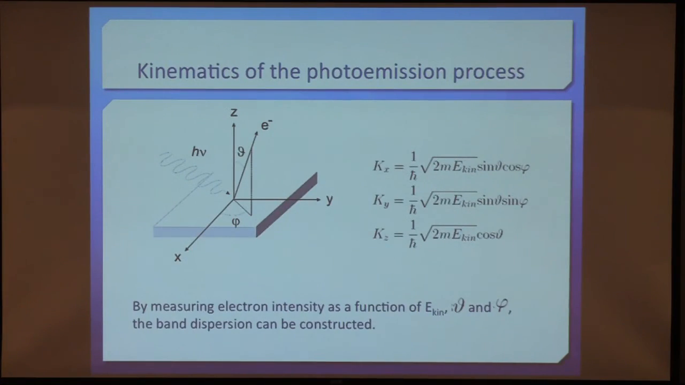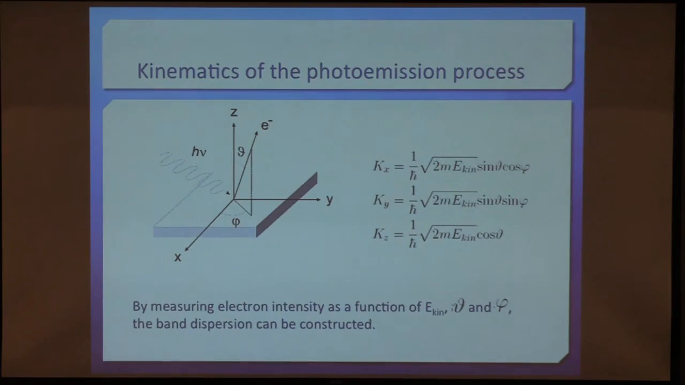So what is ARPES? ARPES is a technique where you shine light, and you kick out an electron, and by measuring the energy and momentum of the electron, and knowing the input energy of the light, you can back out what must be the energy and momentum of the electron inside the solid. Now, this technique has made tremendous contributions to condensed matter physics in the past 30 years.